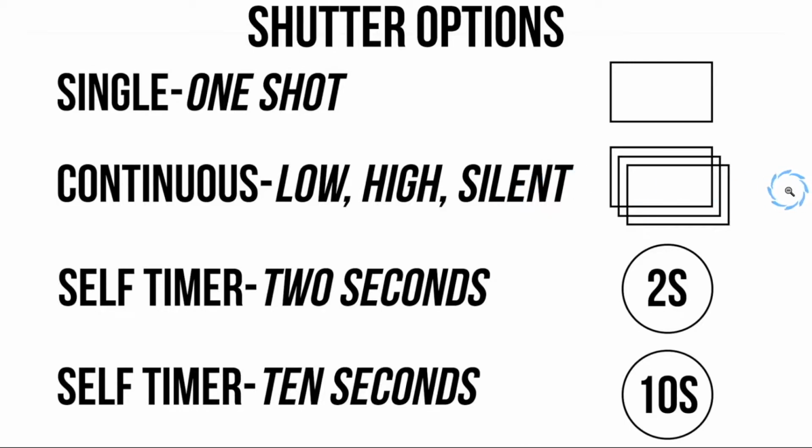So what do these mean? Continuous low is going to take a series of exposures at low speed, meaning it's going to go click, click, click. Continuous high is going to be click, click, click, click, click, so it's faster. And silent is going to make it so the shutter mechanism, as the mirror goes up and it takes the picture, gives you a silent image.